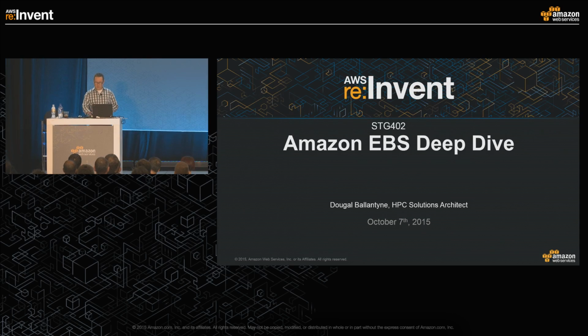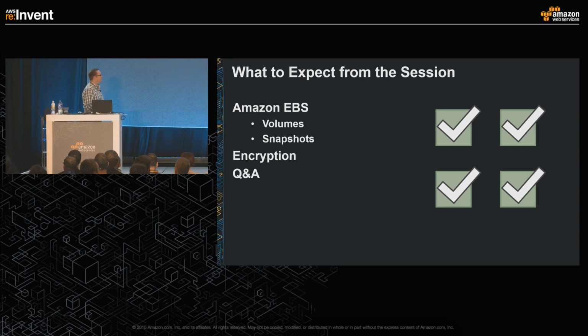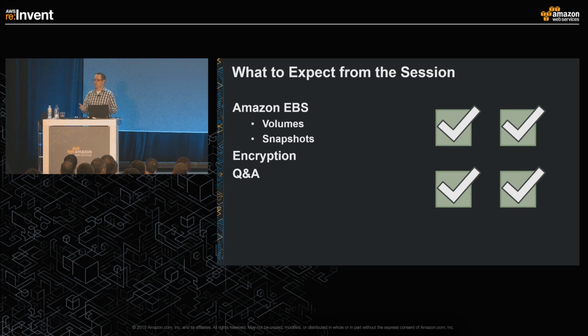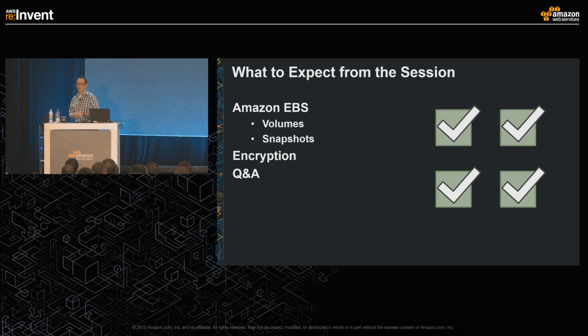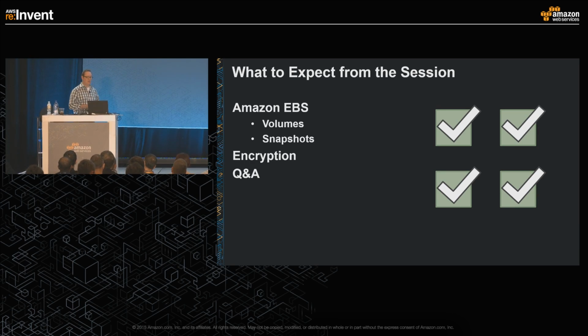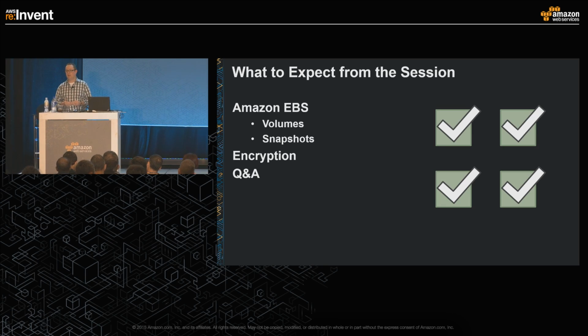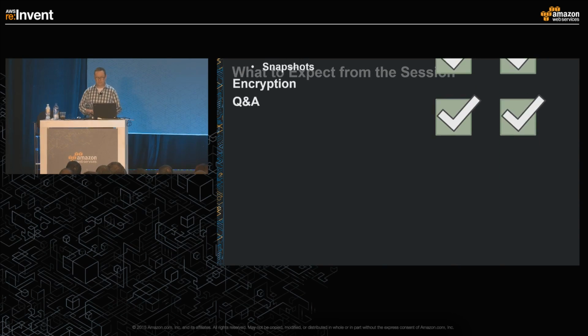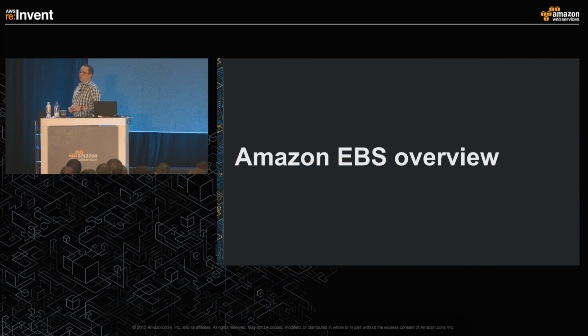We're going to be covering an overview of EBS. We're going to go into all of the components of EBS and how they relate to you as customers using them. We're going to cover volumes, snapshots, best practices around volumes and snapshots. We'll talk about encryption, one of the great capabilities of EBS, and then we'll make time for Q&A. We'll hopefully try and make time for 5 to 10 minutes of Q&A at the end. So let's start with the overview of EBS.